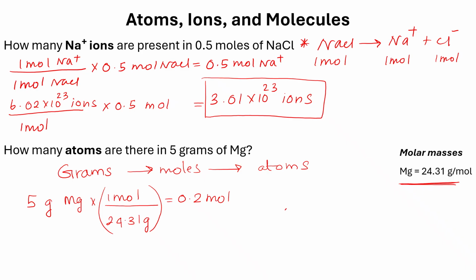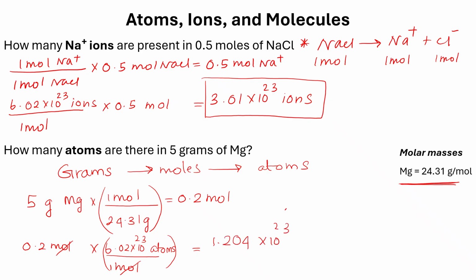Then you take the number of moles, 0.2 moles, and convert that into number of atoms. So we will use Avogadro's number as the conversion factor. 1 mole of magnesium is 6.02 × 10^23 atoms. Moles and moles will cancel out. You will be getting 1.204 × 10^23 atoms.